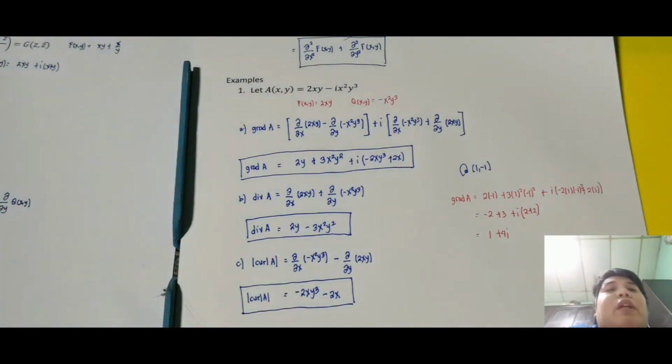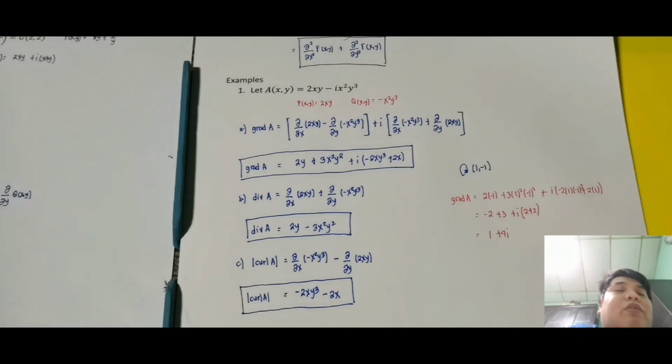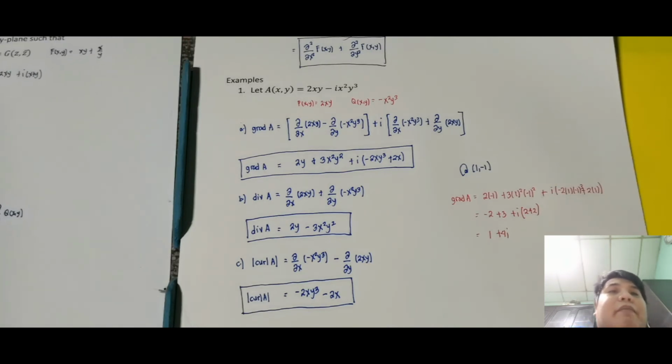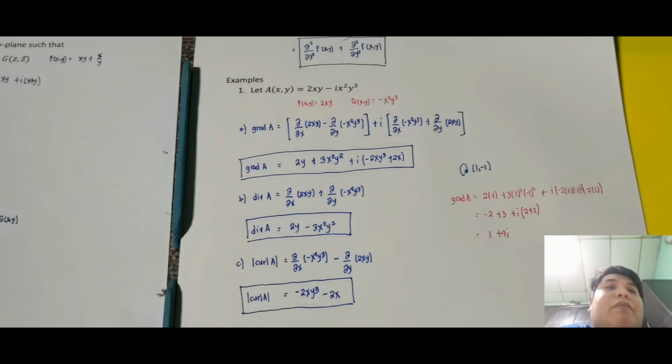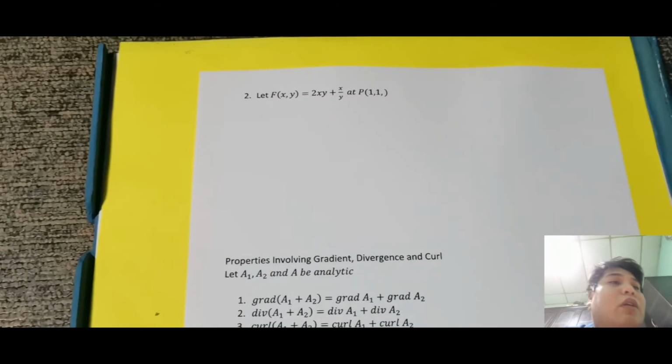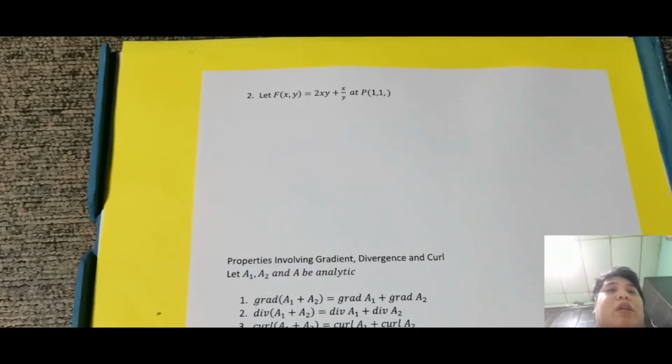So, after mo makuha yung gradient, divergence, saka curl, substitute mo lang yung value na indicate ko. So, sana maintindihan mo yung part na yan. Okay, so let's have another example. Okay, so for example 2, let f of x, y be equals to 2xy plus x over y at point 1, 1. So, meaning, ang gagawin natin, hanapin natin yung mga pwedeng isolve dyan.